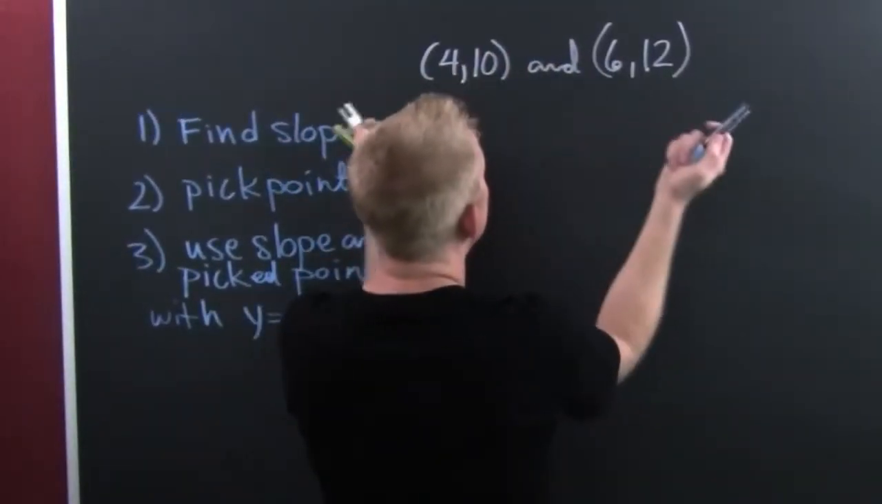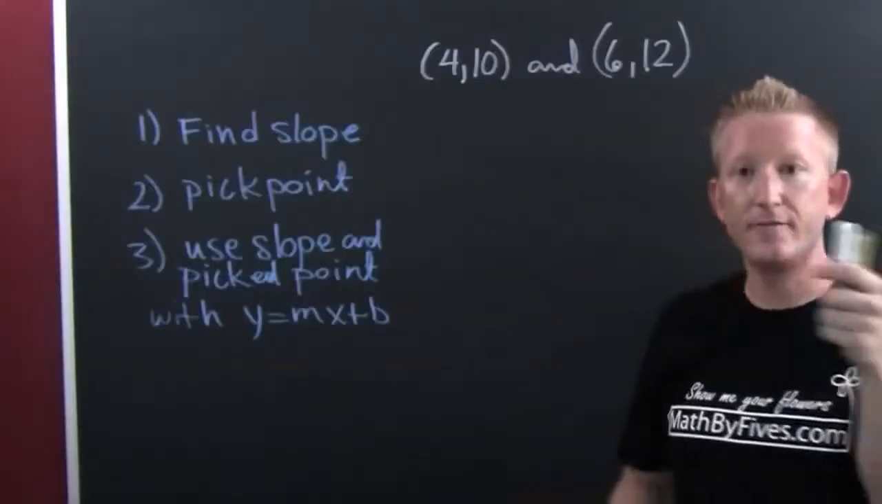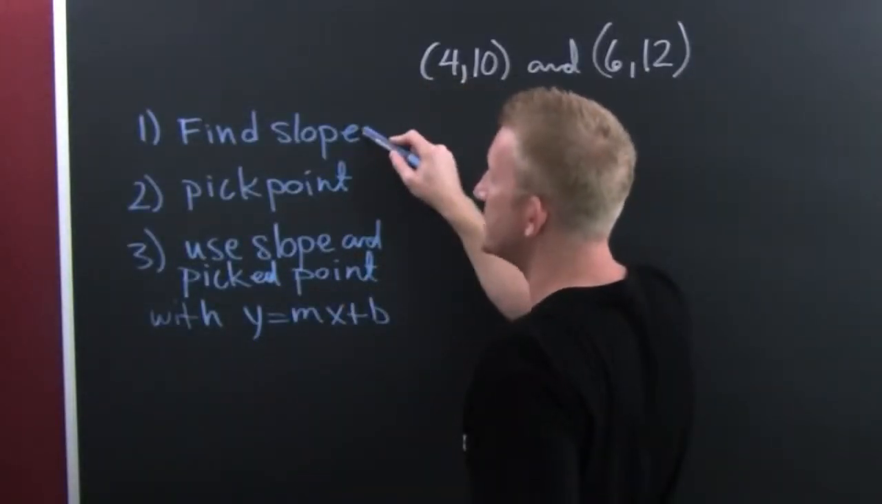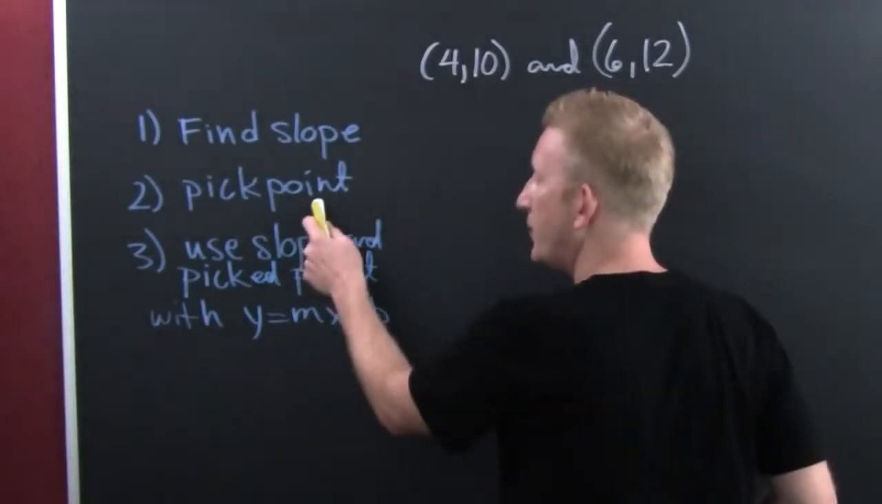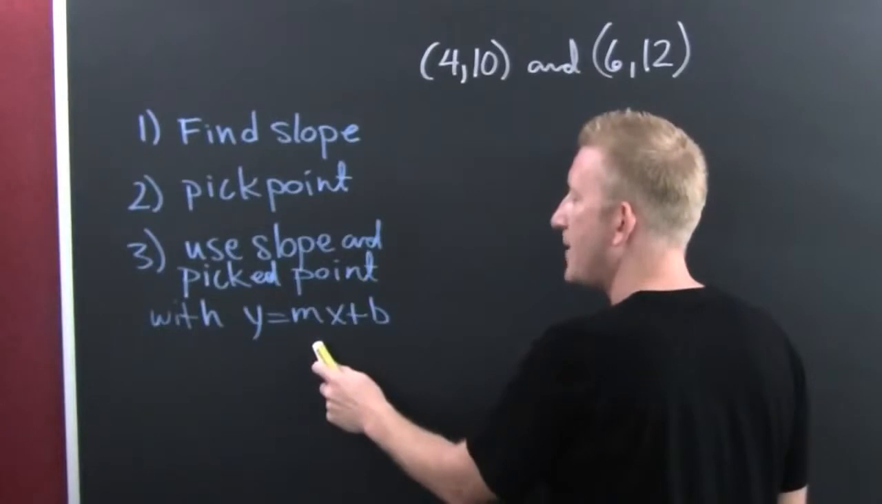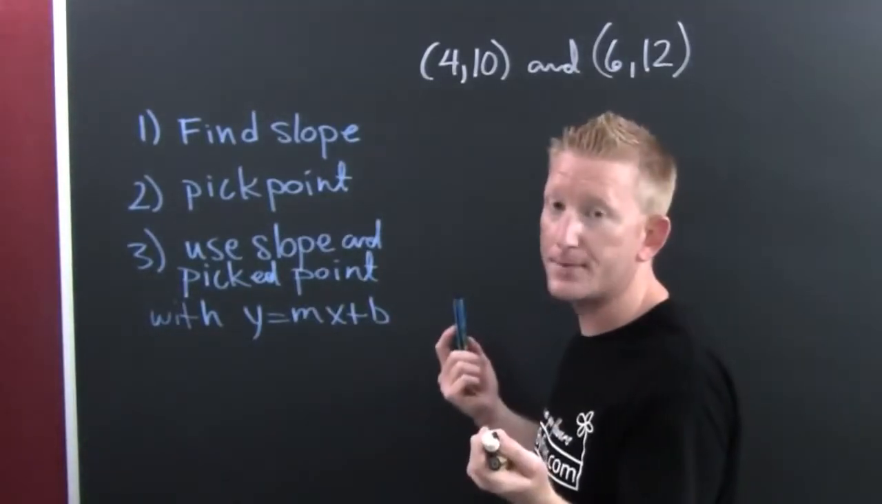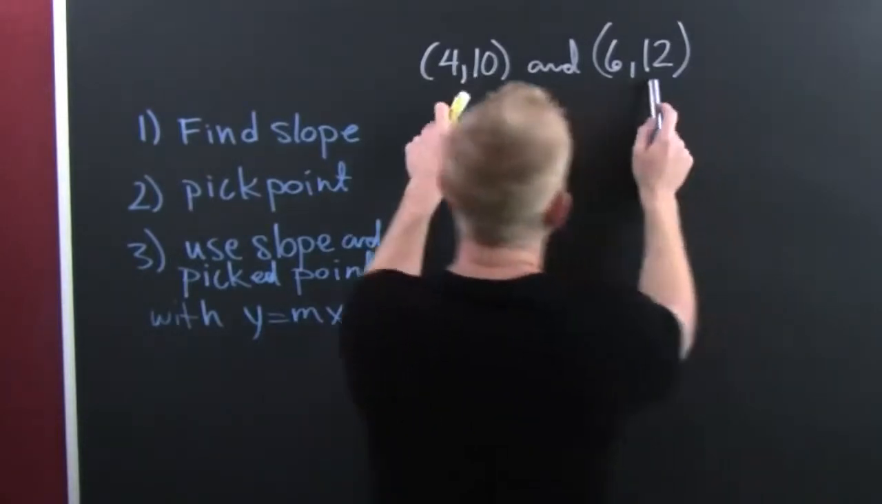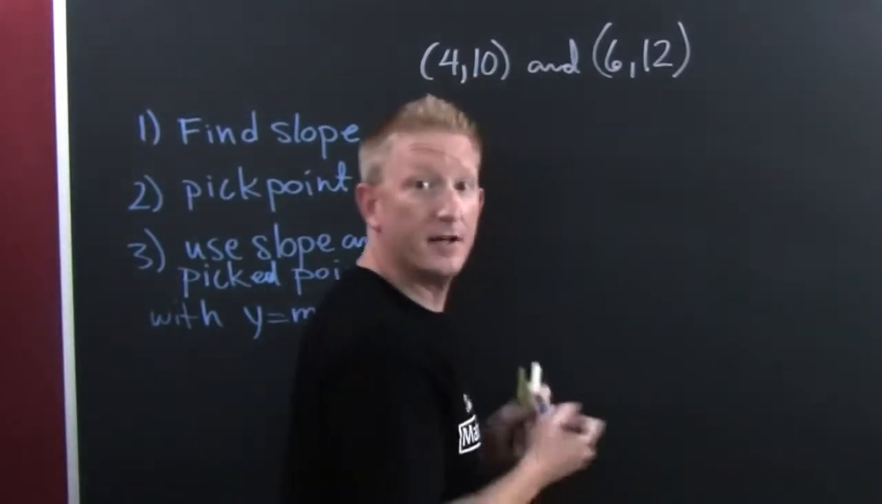They give us 2 points, and we have a game plan. The game plan: first, we're going to find the slope. Then we're going to pick a point. We're going to use that slope and picked point in y equals mx plus b, or perhaps point slope, if that's your preferred method. So here, we need to first find our slope.